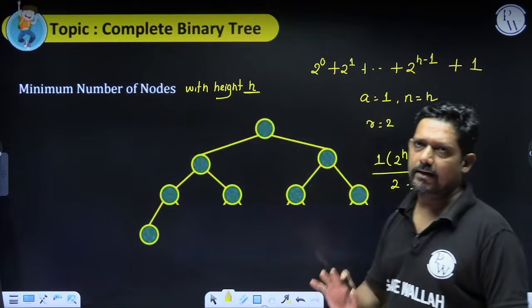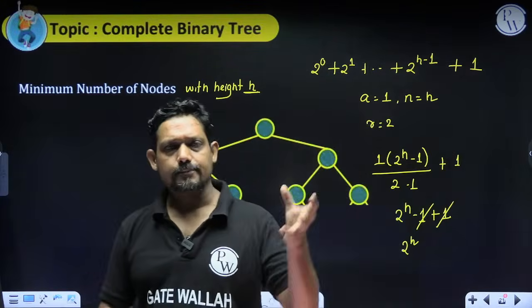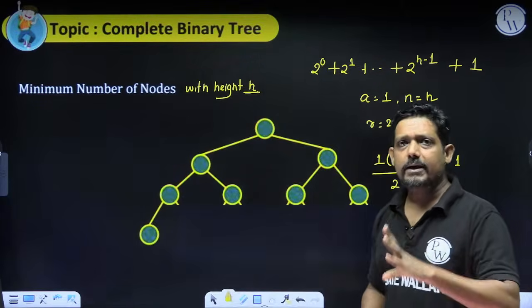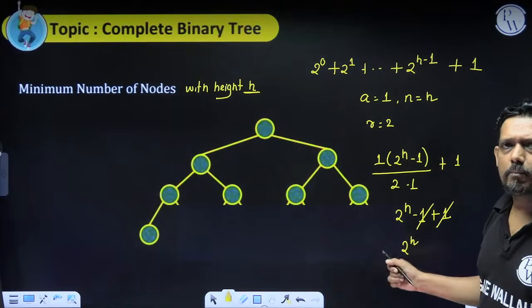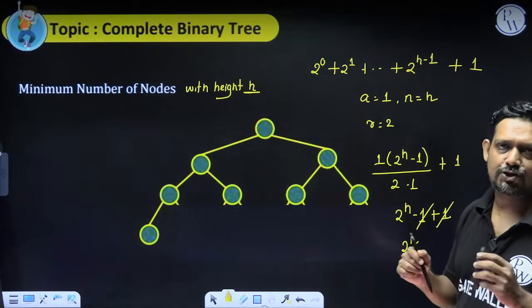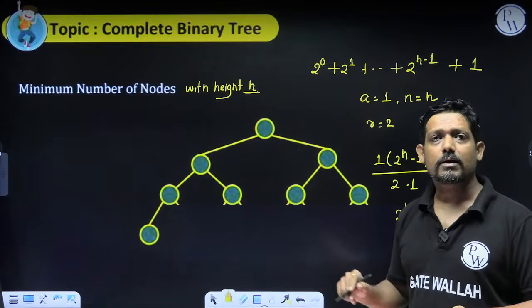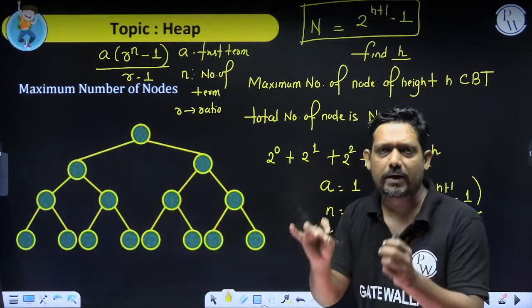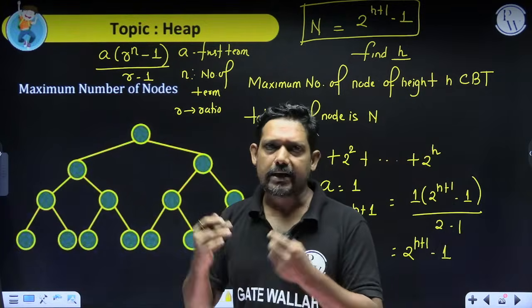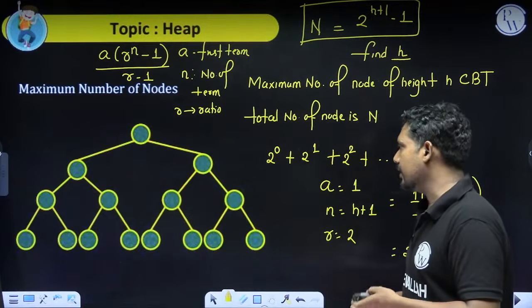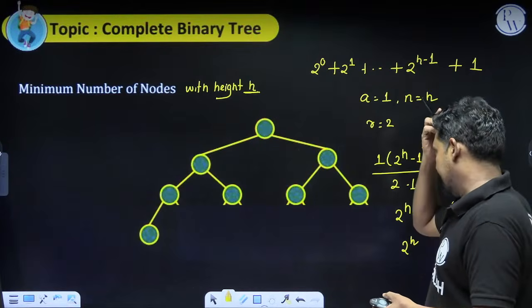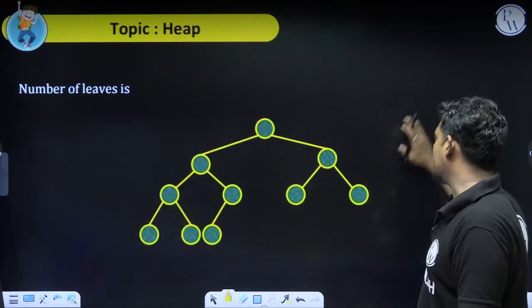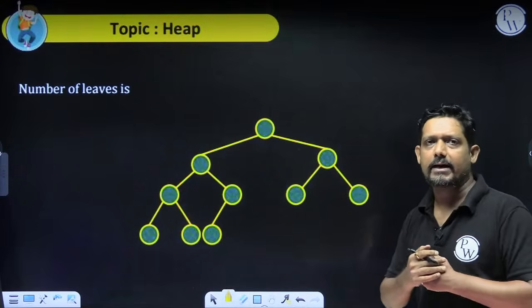So CBT, another property of the CBT, two more properties, then I will explain you the definition. A CBT has a minimum number of nodes of 2 to the power of h, and a maximum of 2 to the power of h plus 1 minus 1. This is the property of a CBT. Heap also you can say the same thing. Great. Now, any CBT, complete binary tree, another property.